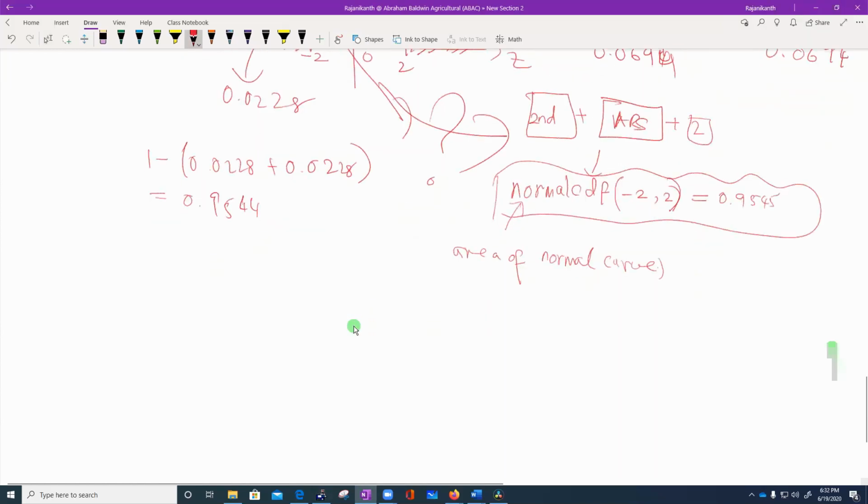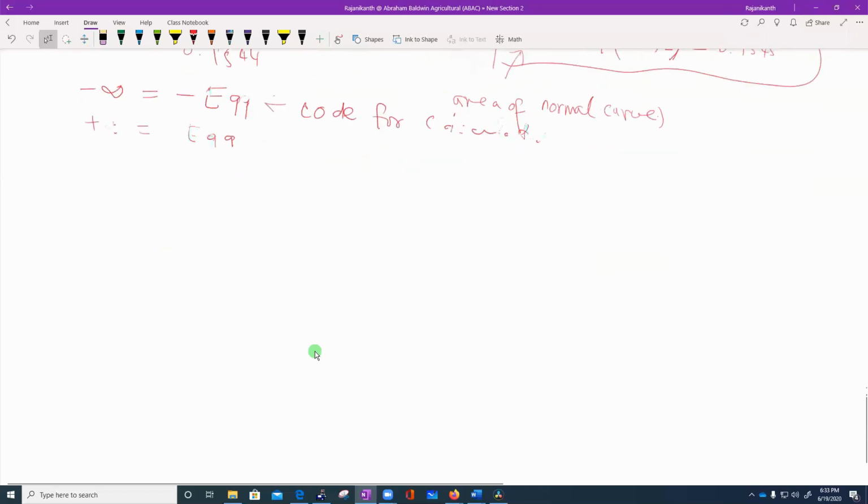Do you understand now how to find area by using the calculator? We use some notation for infinity on the calculator. You have to use negative E99. This is the code we use for the calculator. If you want to type negative infinity, instead you have to type negative E99. If you want a positive infinity, then just type E99. Okay? I will explain this scenario by using the calculator.